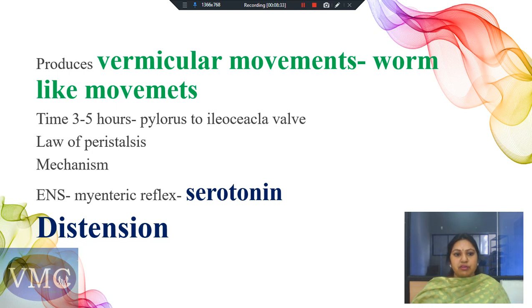This is called the law of peristalsis. And the mechanism of peristalsis, how it occurs, we already talked about. We just have a short recap of this now. The enteric nervous system, serotonin and distension are very important stimuli which cause peristalsis to occur.